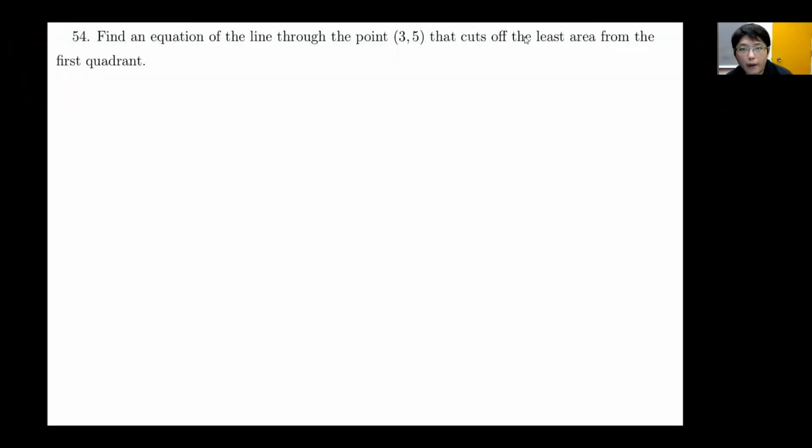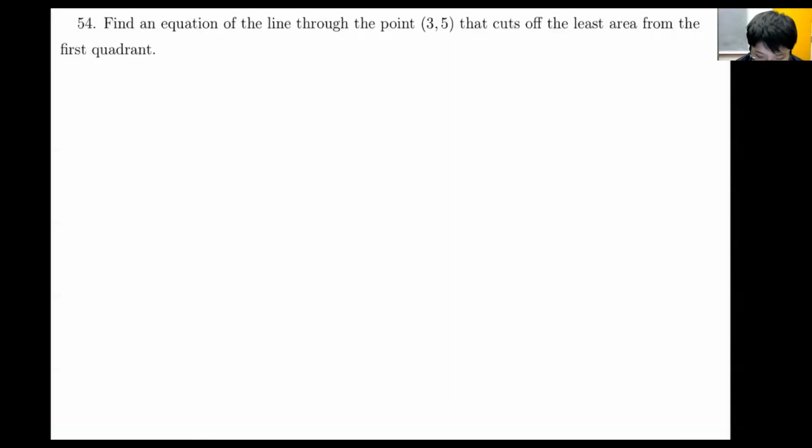For problem 54, we wish to find the equation of the line through the point (3, 5) that cuts off the least area from the first quadrant. To understand the situation, let's start by drawing the coordinate axes, then plot the point (3, 5).